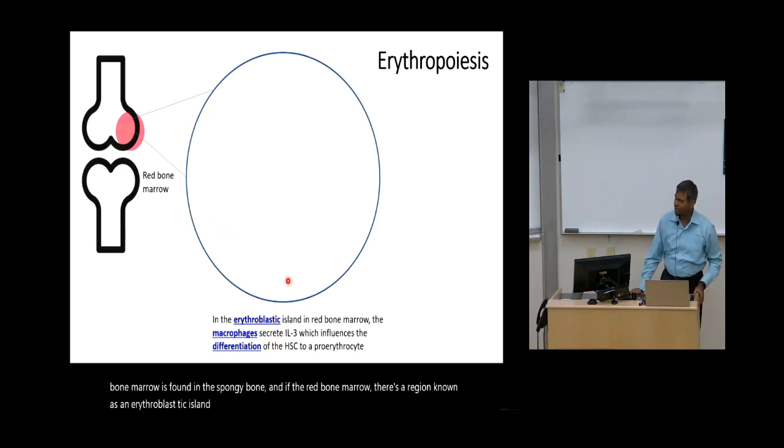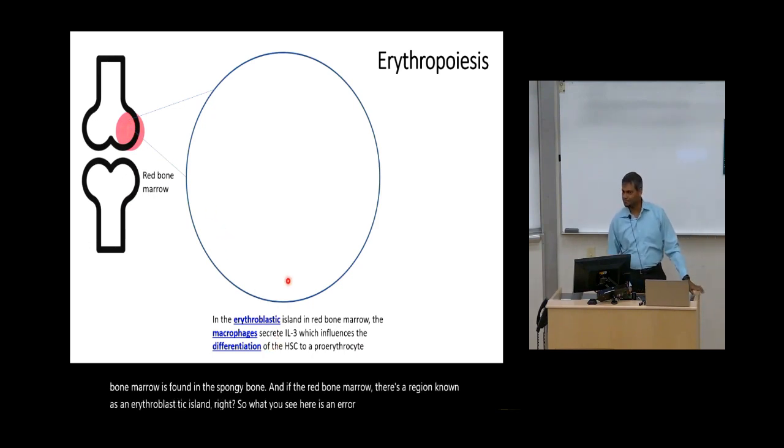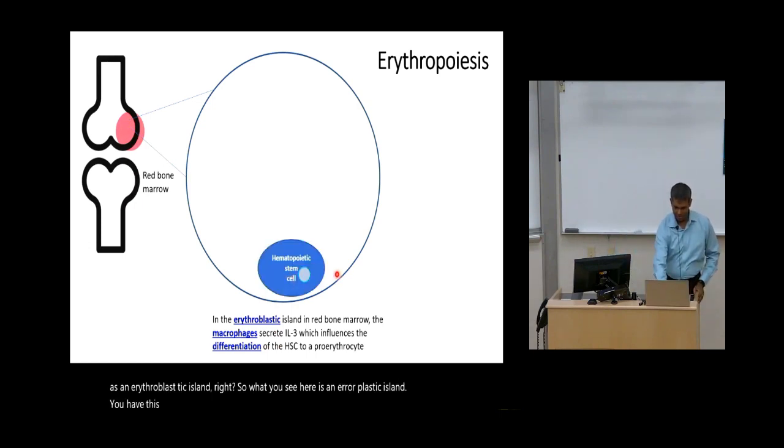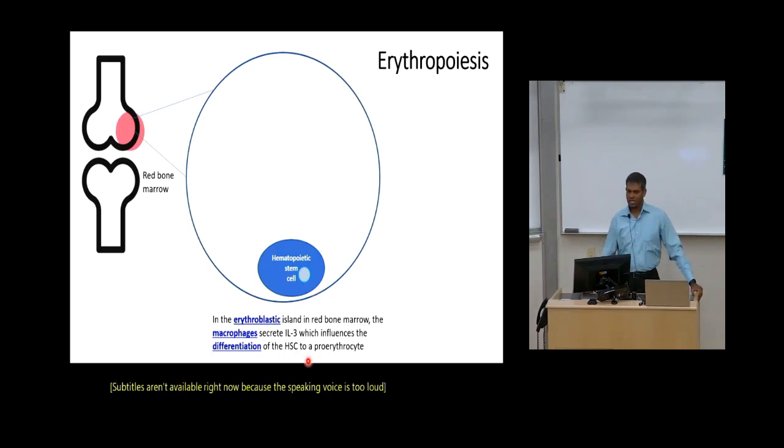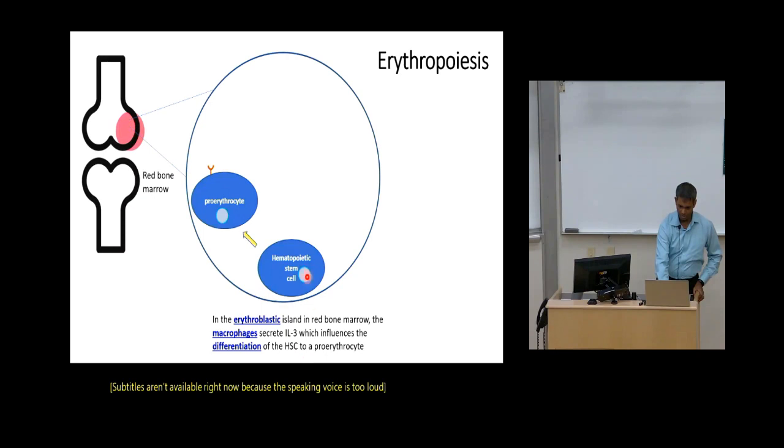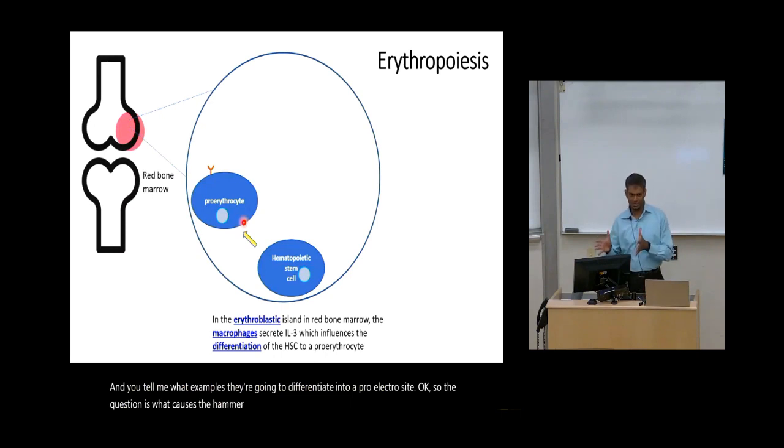So what you're seeing here is an erythroblastic island, and in the erythroblastic island you have these hematopoietic stem cells, which is abbreviated as HSC. And these hematopoietic stem cells are going to differentiate into a proerythrocyte. So the question is, what causes the hematopoietic stem cell to differentiate into a proerythrocyte?